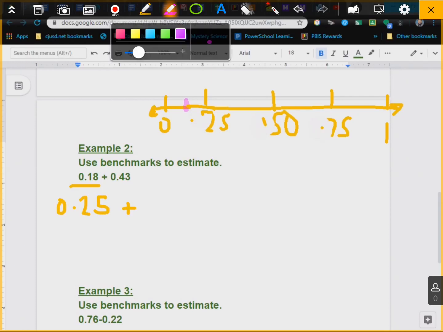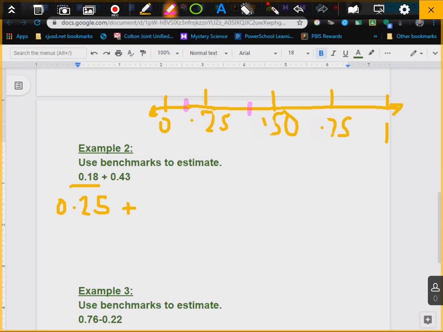Now, if we're looking at 0.43, that's going to be somewhere between 0.25 and 0.50. Pretend the decimals don't exist again. 43 is a lot closer to 50 than 25. So I'm going to round 0.43 to 0.5. And now doing that, I can add 0.5 plus 0.25.